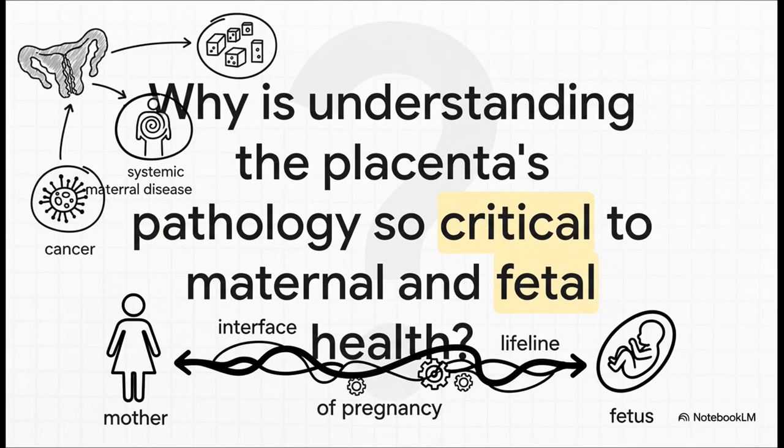So let's finish with this thought. We've seen today how one single organ, the placenta, can be the site of implantation errors, the source of a systemic maternal disease, and even the origin of a cancer. It is the interface, it is the lifeline, it is the engine of the entire pregnancy. So the take-home message, the thing you must understand, is that the health of this one organ is fundamentally linked to the health of two patients, the mother and the fetus.